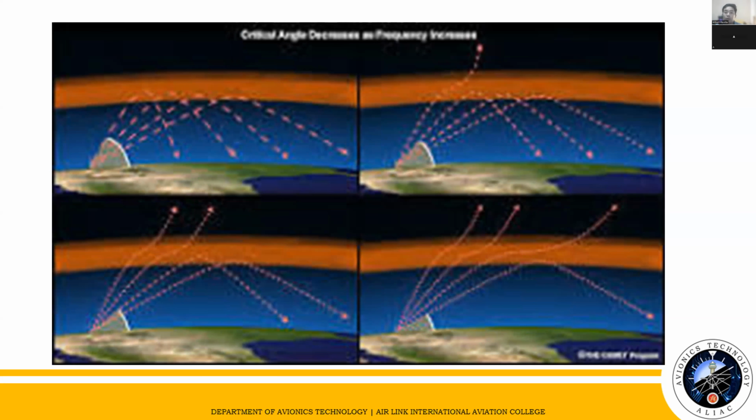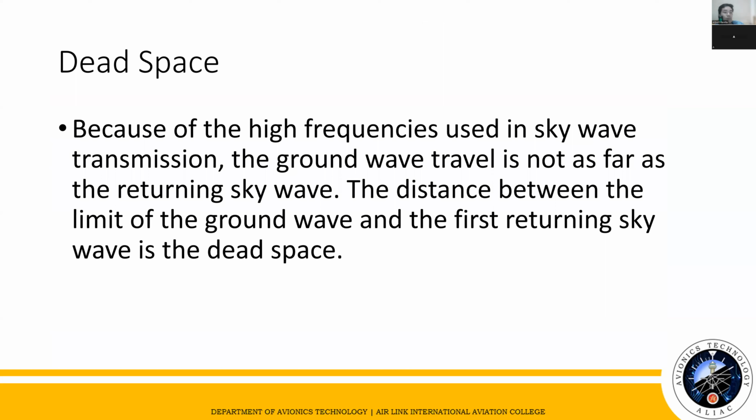Sinasabi din, no? Skywave propagation is used for the propagation ng electromagnetic waves, the frequency 3 to 30 megahertz. Space wave propagation is used for very high frequency range transmission above 40 megahertz. So, when we talk about the dead space, because of the high frequency used in skywave transmission, the ground wave travel is not as far as the returning skywave. So the distance between the limit of the ground wave and the first returning skywave is the dead space.